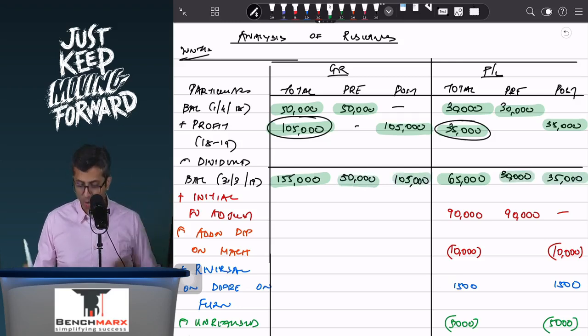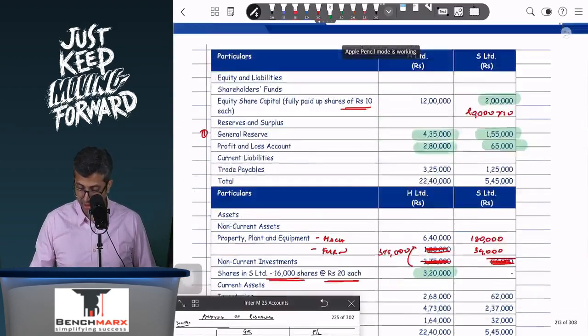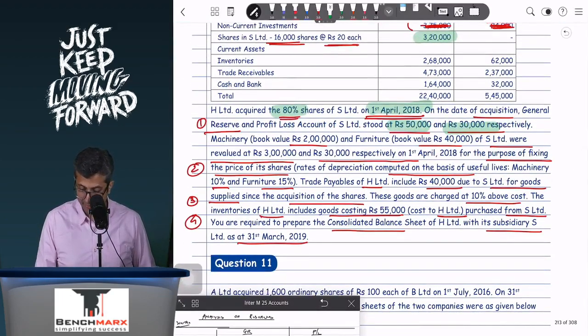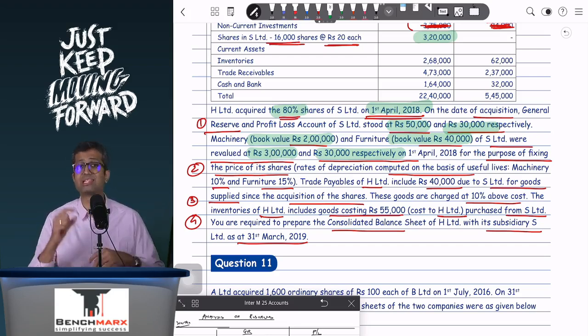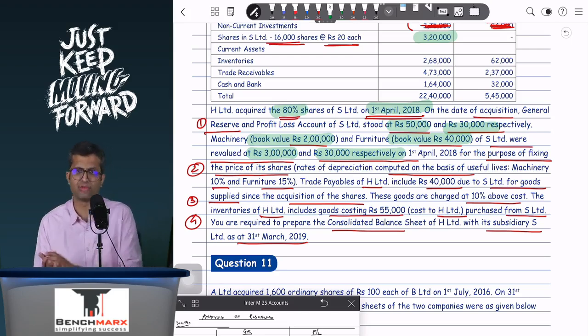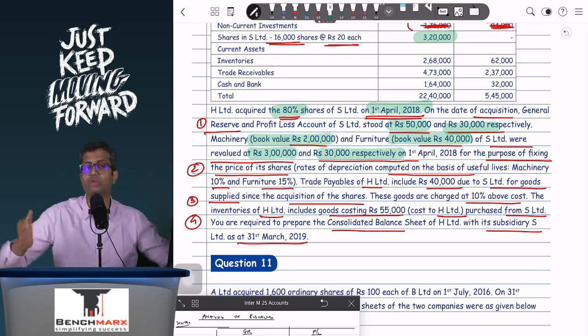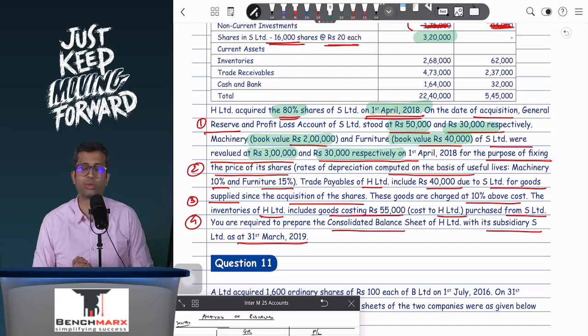First is on machinery. You have machinery with a book value of 2 lakhs and furniture with a book value of 40,000, revalued at 3 lakhs and 30,000 respectively. Machinery is going up by 1 lakh, so machinery account debit 1 lakh. Furniture is going down by 10,000, so furniture 10,000. Hence there's a net 90,000 change in the net assets, and thereby the net worth, as on the date of acquisition, and hence it is a pre-acquisition adjustment.